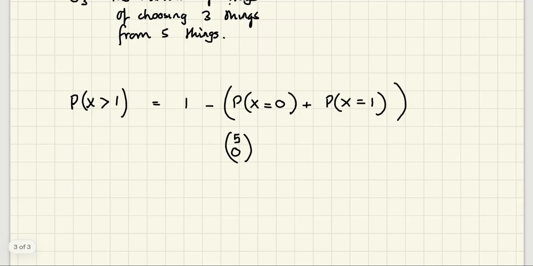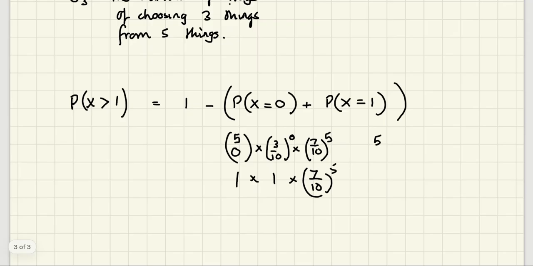1 times the probability of getting a red is still 3 over 10, but I want 0 of them, times (7/10)^5. So that's 1 times 1 times 0.168 or something. And then the probability that x is 1 is 5C1 times (3/10)^1 times (7/10)^4.